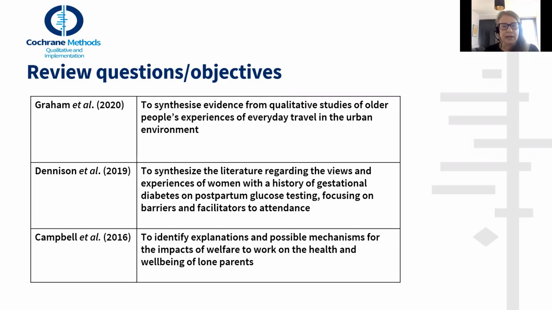And then the final review, Campbell et al., were looking at welfare to work programs on health and well-being of lone parents, but particularly coming from the point of view to identify explanations and possible mechanisms for the way these programs work or don't work. And very interestingly, they noted evidence that these kinds of programs weren't producing the intended effects. So they wanted to know why was that. So classic use of qualitative research there to find out why a program works or doesn't work. Next slide, please.